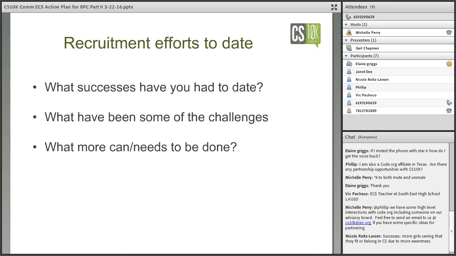All right. Well, so we'll need to think more about how that all plays into this conversation. Nicole indicates that more girls are seeing that they fit or belong in CS due to more awareness. Can you elaborate on that a little bit, Nicole, and how it might be impacting recruitment?